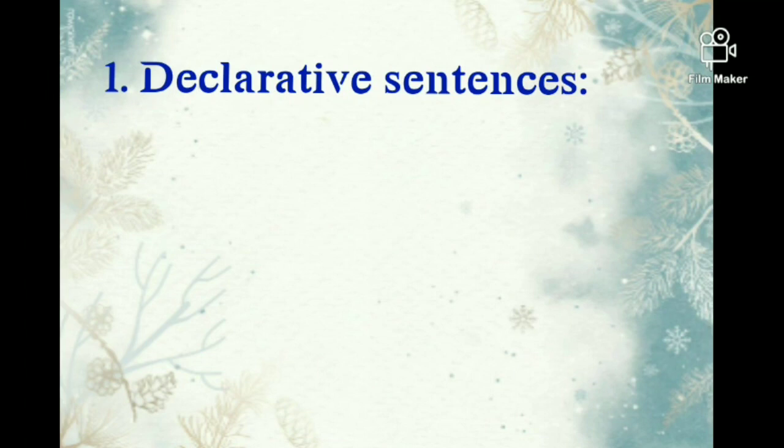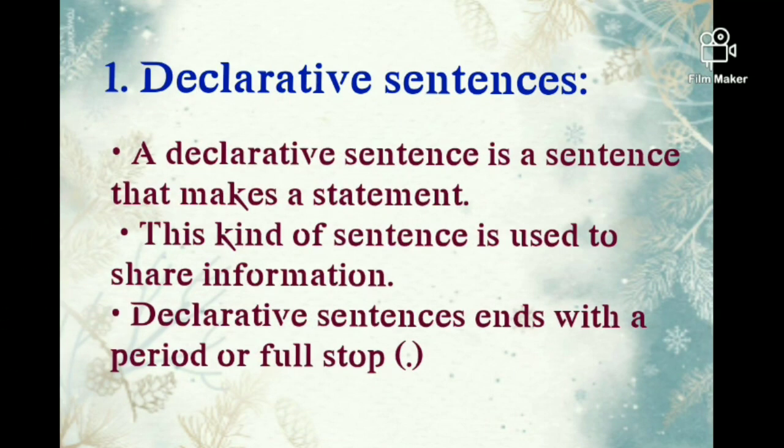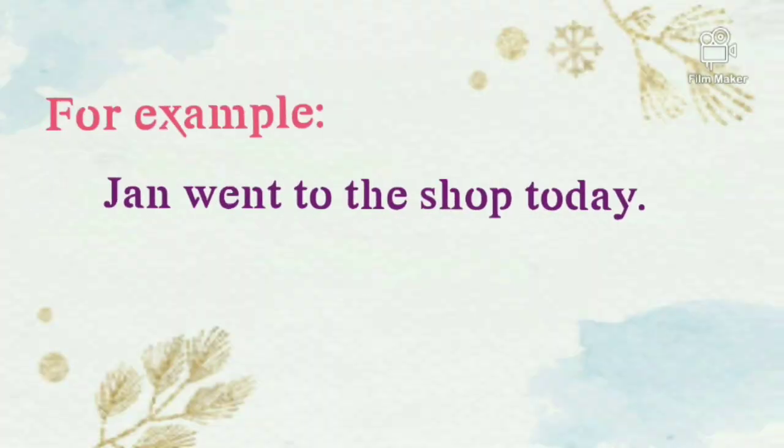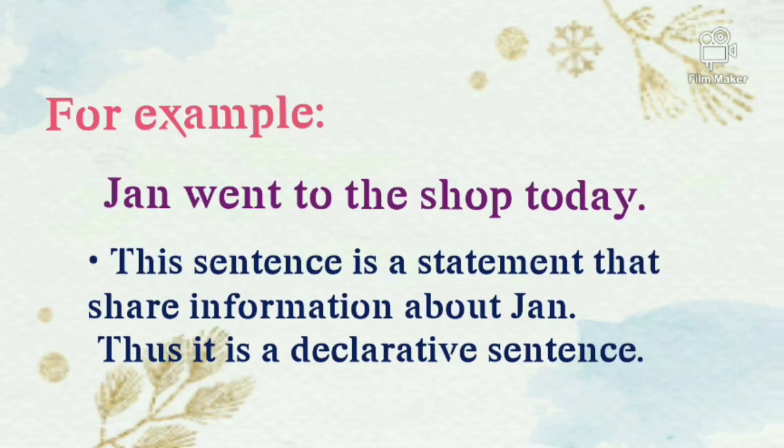Declarative sentence. A declarative sentence is a sentence that makes a statement. This kind of sentence is used to share information. Declarative sentences end with a period or full stop. Here is an example for declarative sentence. Jan went to the shop today. This sentence is a statement that shares information about Jan. Thus, it is a declarative sentence.